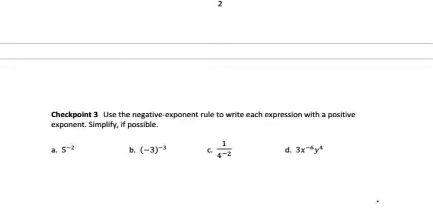So next you should do checkpoint 3. Do these in your notes, check your answers, and then move on with the rest of the video.